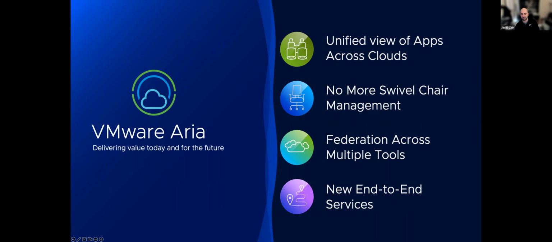There's a lot of things that you can do immediately as you start thinking about how to leverage VMware Aria as a whole, but the core tech here is Aria Graph and Aria Hub.